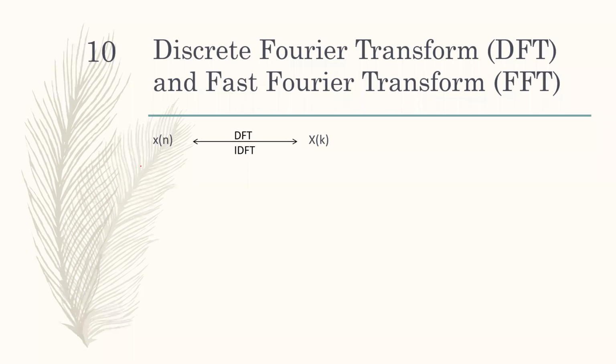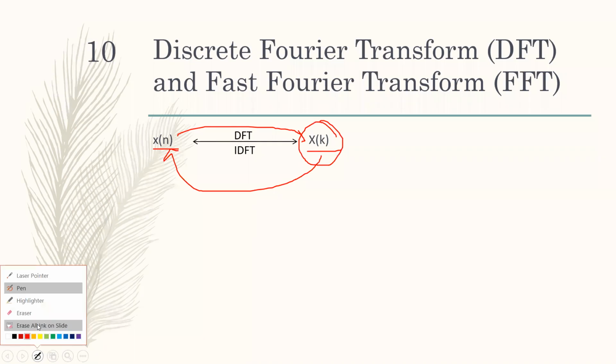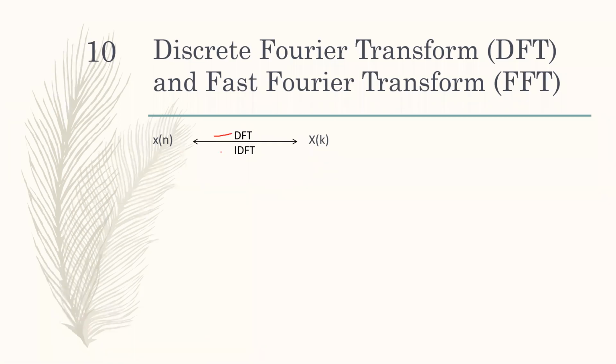So if I have a discrete sequence, I can get the Fourier DFT of that sequence as X of k. And if I have the DFT of a given sequence, then I can get back the original sequence using this X of k, that is the DFT of the sequence. So I can do both with the help of DFT and IDFT respectively.